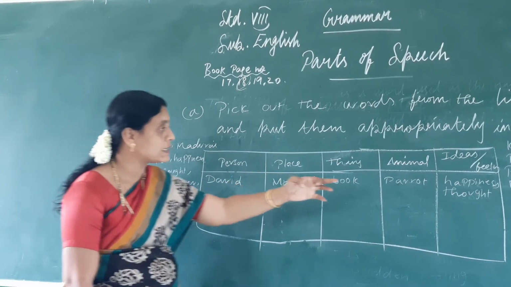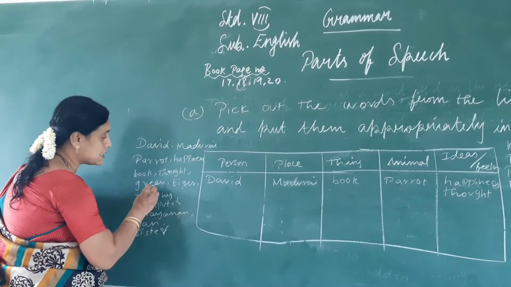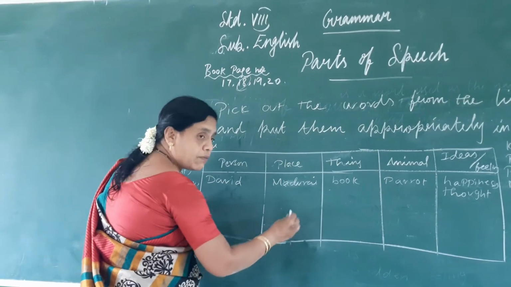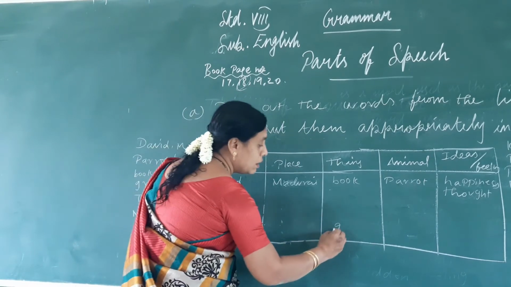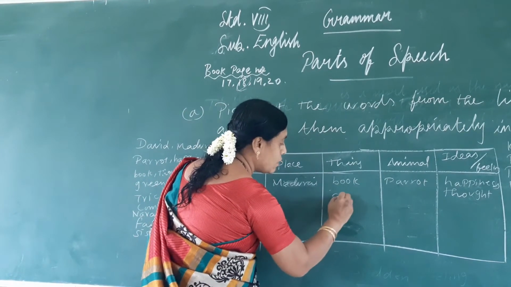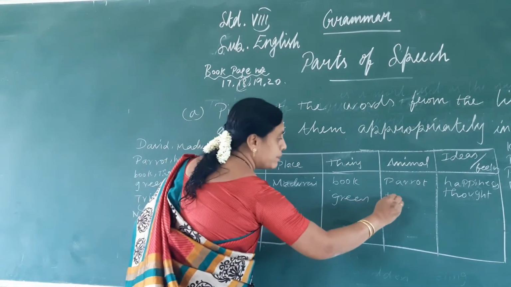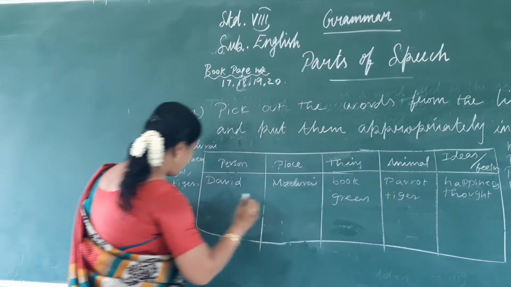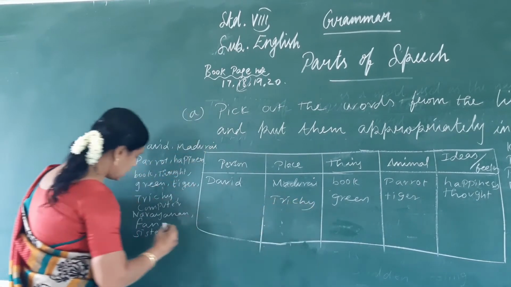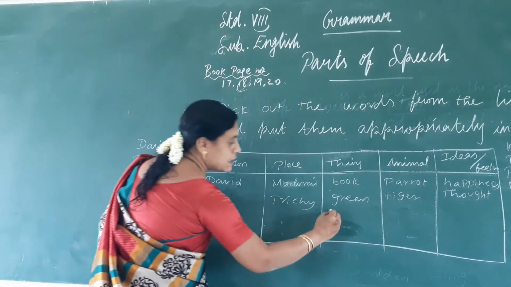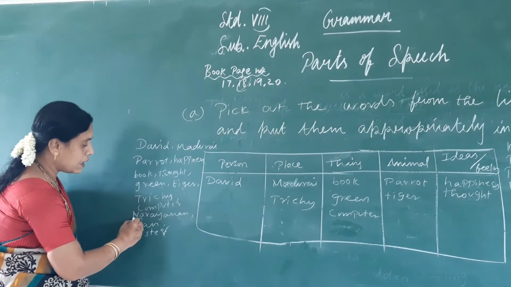Where can you write happiness? Ideas and feelings. Next one is green; you have to write it in thing. Next, tiger, you write it in animal. And next one is Trichy, your place. Here computer is a thing. Write computer here.